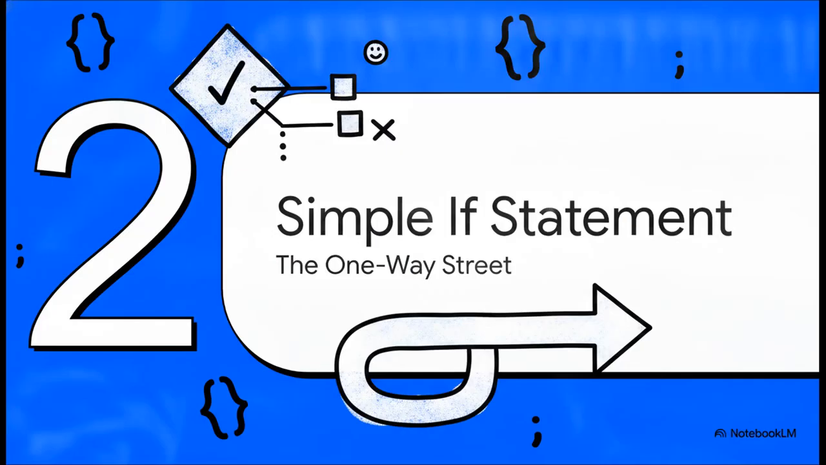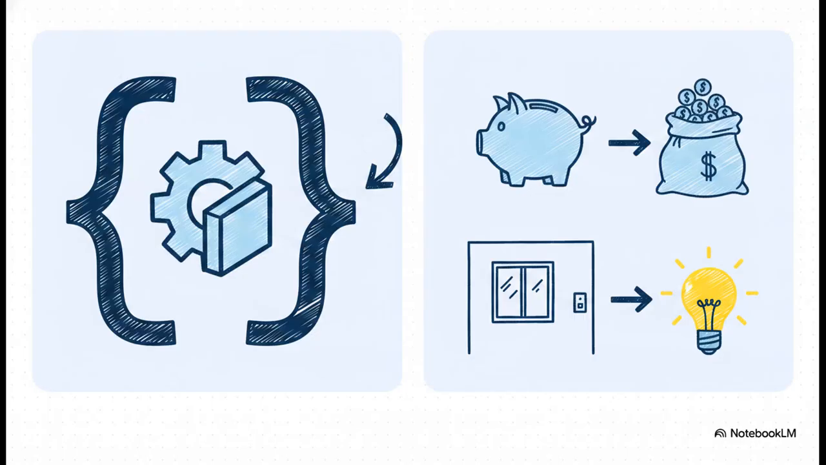Let's look at our first tool, the simple if statement, the one-way street. In C, the syntax is super straightforward. You literally just write if, put your condition in parentheses, and then put your executable statements inside curly braces. It mirrors how our own brains work. Our source gives a couple of great real-world analogies. If your bank balance is 0, you borrow money. Or if the room is dark, you put on the light. If the condition is true, you take the action. If it's false, you do nothing.